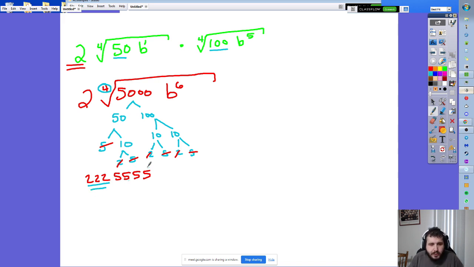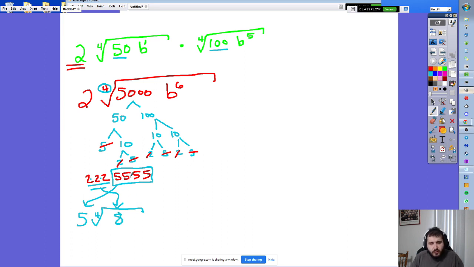Leave those alone. But if you look at the 5s, you see I've got 1, 2, 3, 4 of those. I can make a 4 of a kind right here. And so on the outside is going to come a 5. And on the inside of this 4th root goes all 3 of these 2s. 2 times 2 times 2 leaves us with 8.